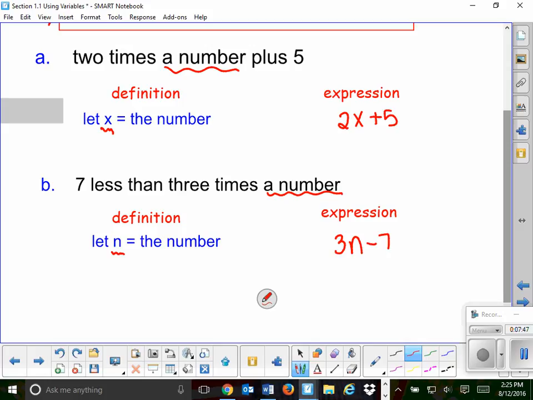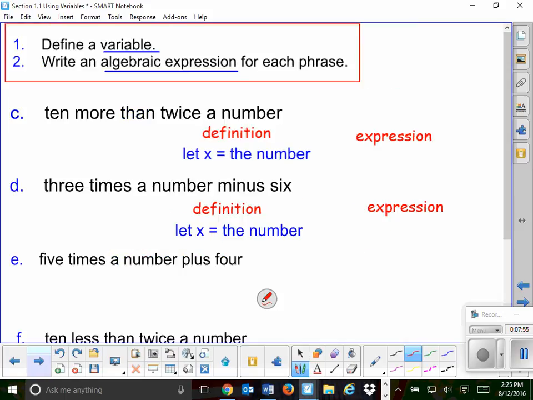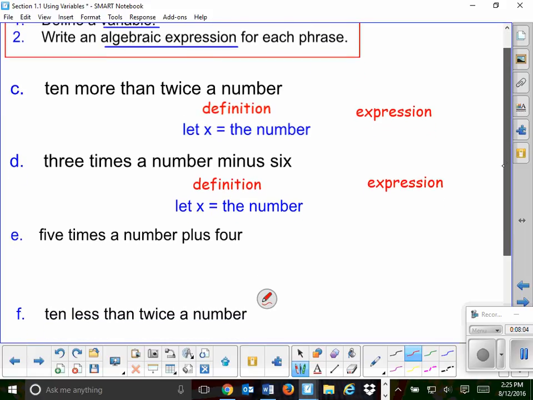So in the next couple of examples, I know it might be tedious, I know it might be boring. I want you to define your variables just like it was done here, and then you can write your expressions. So pause this, and then come back and you can check your answers in a second.